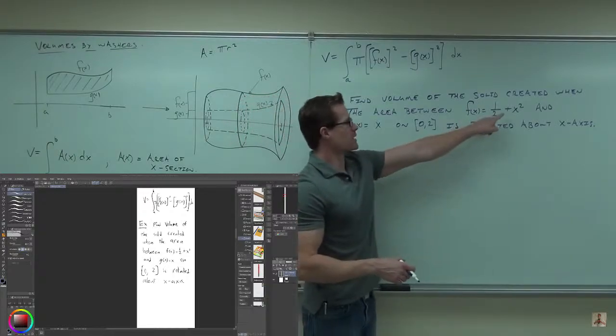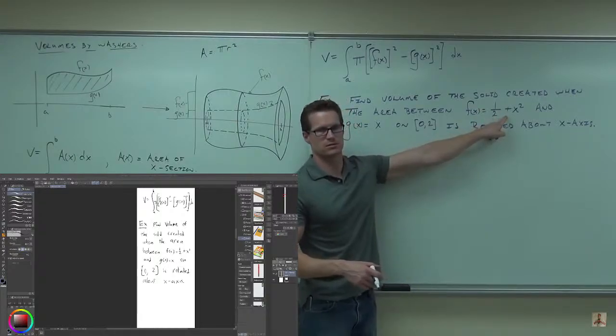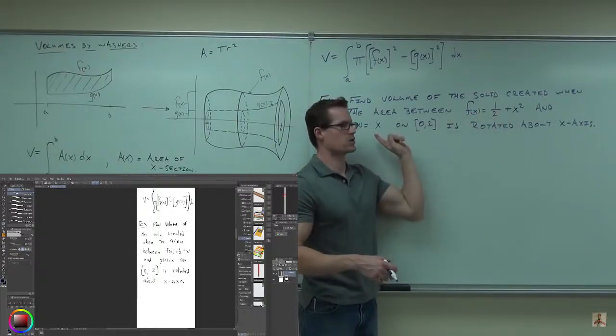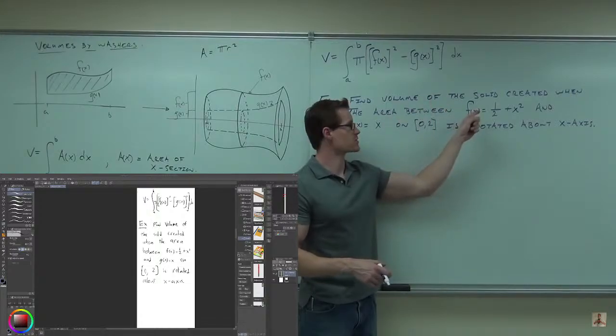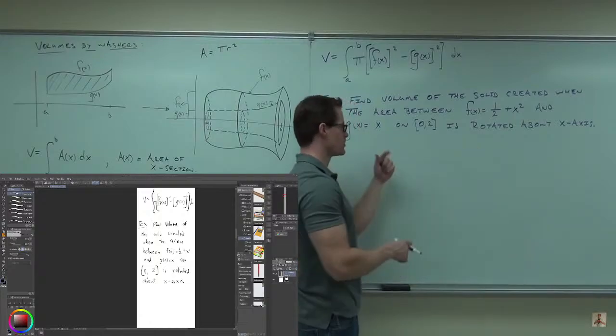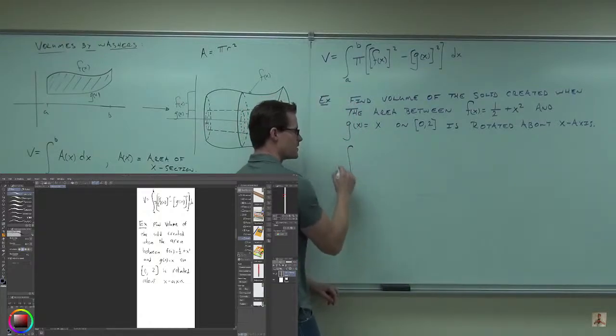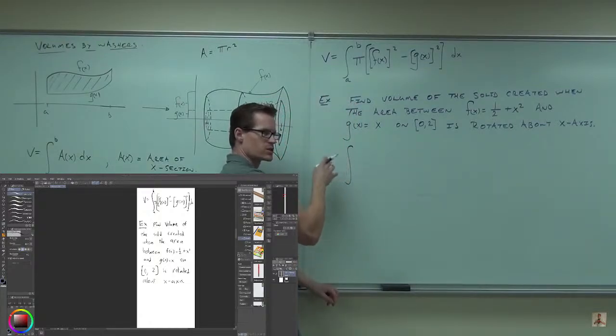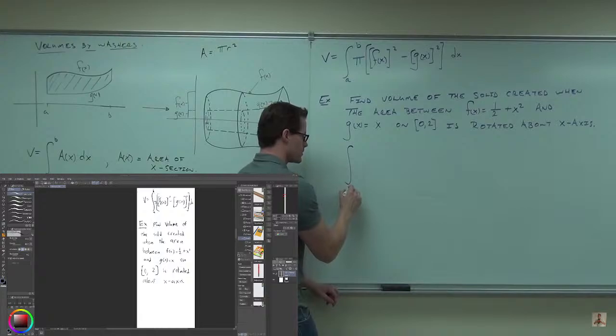If you plug in 1 here, you're going to get 1.5. If you plug in 1 here, you're going to get, which one's higher? So this is going to be higher than this one, right? It's always on top. I drew the picture for you, but that allows you to set up even without a picture. Can you tell me where we start on this? Where do we end? What are we going to have in here?